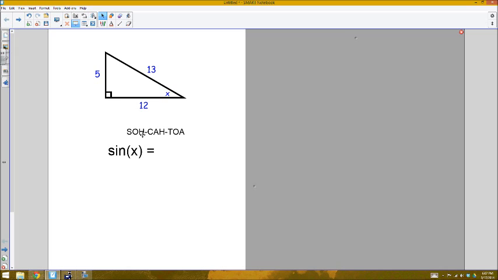So sine gives us the ratio of the opposite side over the hypotenuse. In this case, the opposite side, the one across from the x, is 5, and the hypotenuse is always the side across from the right angle, with the adjacent side being the one adjacent to your reference angle x. So sine of this angle x will be the ratio of the opposite side to the hypotenuse, which in this case is 5/13.